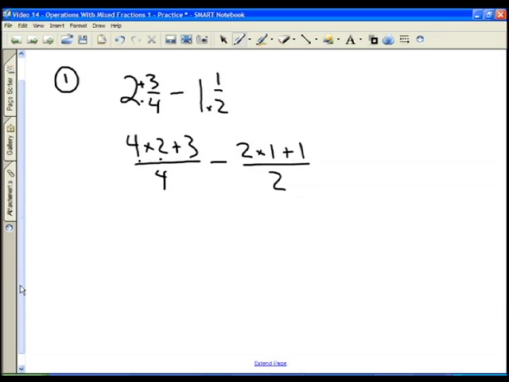4 times 2 is 8. 8 plus 3 is 11/4, minus 2 times 1 is 2. 2 plus 1 is 3/2. And I now need a common denominator. My common denominator here will be fourths. My magic number will be 2, because if I multiply the denominator by 2, then I get 4.